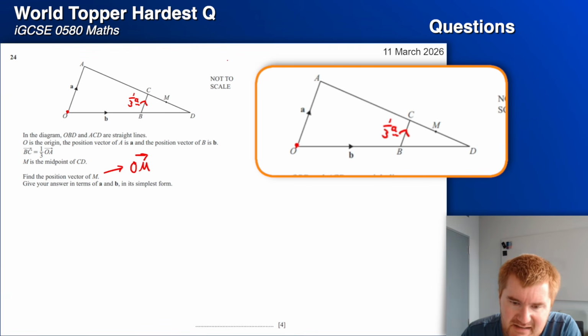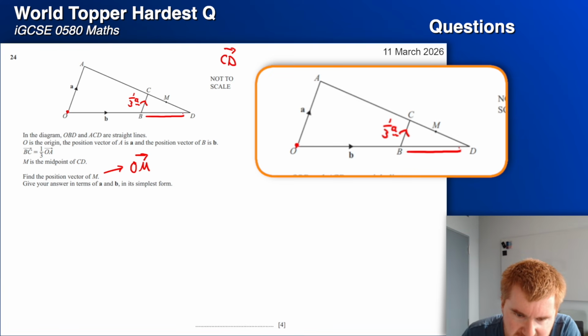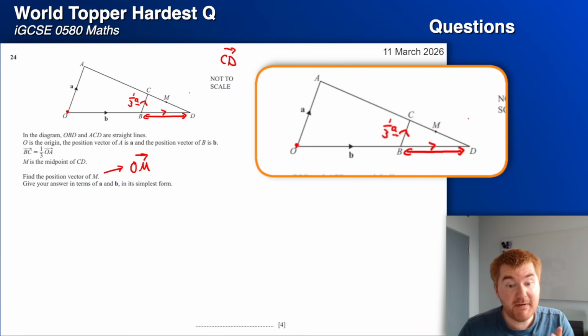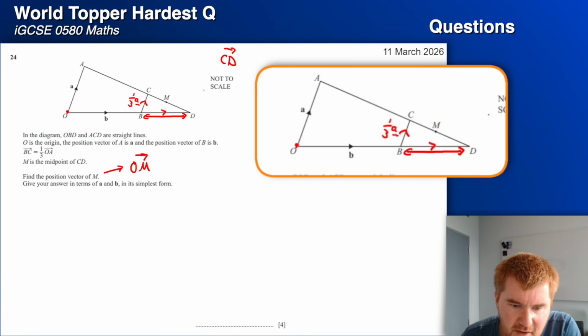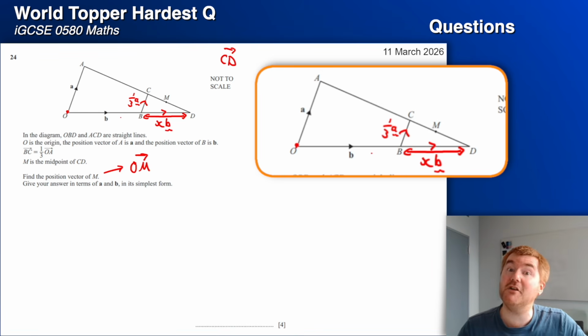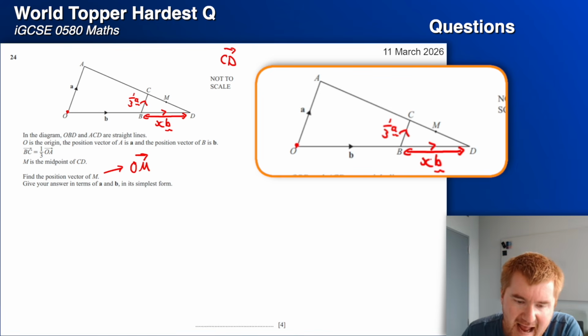What we're going to need at some point is the vector CD. And to get the vector CD, we're going to need to actually work out this particular vector here. So we're going to have to work out the vector BD as well. And this is where students probably get the most confused because you can actually use similarity to work this out. Now we know it has to be some multiple of b because it's in the same direction, but a different magnitude, a different size. So I'm going to call that xb.